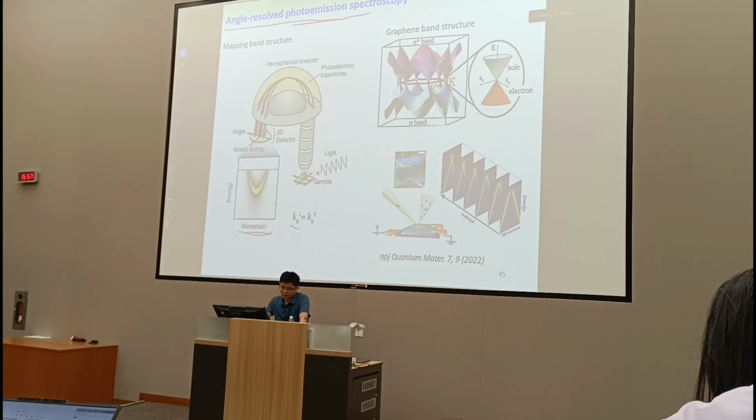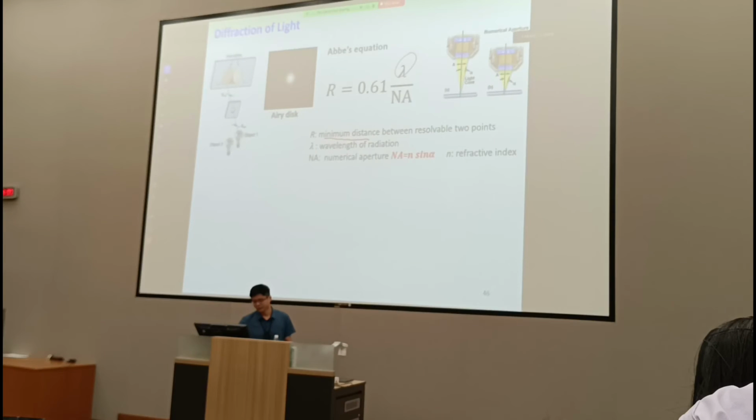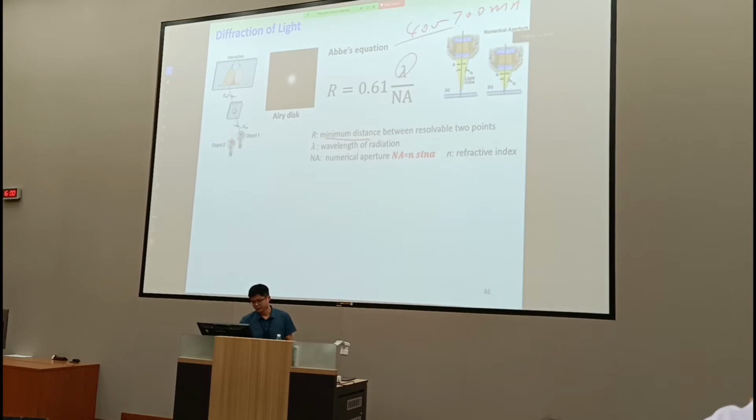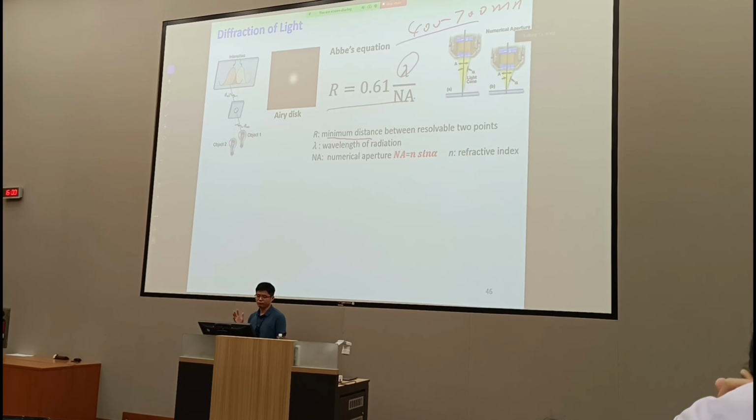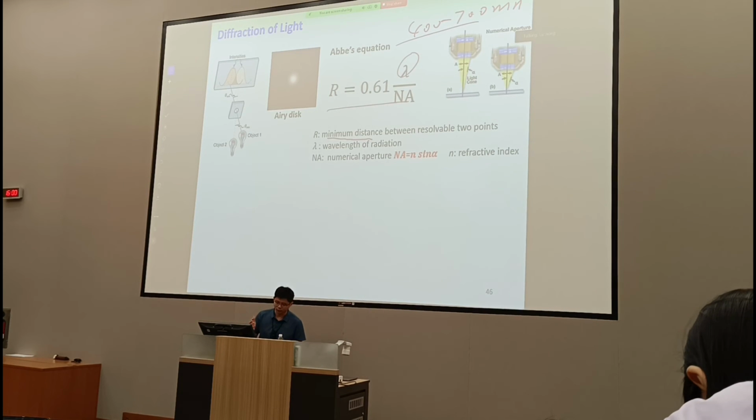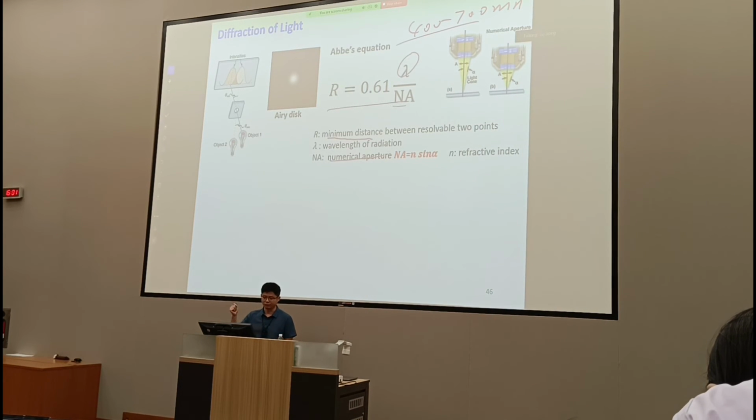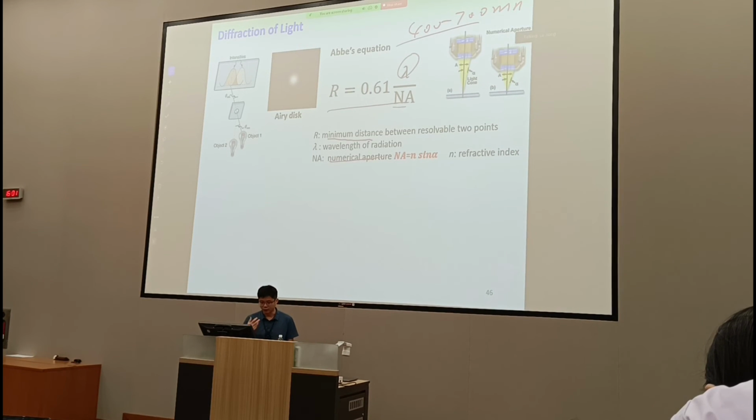So from the detector, you can analyze the momentum. For the 400 nanometer to 700 nanometer range, if you use this Rayleigh equation, 0.61 times the wavelength divided by the numerical aperture, you actually get about divided by 2, right? 200 nanometer. That's it, using 400 nanometer as the source.